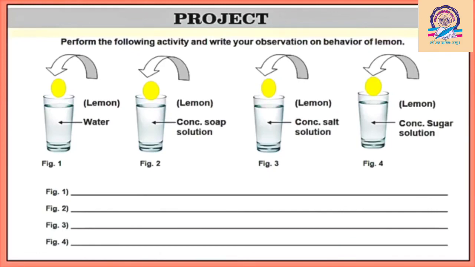Now there is a project work for you. Perform the following activity and write your observation on the behavior of lemon. For this activity you have to take 4 glasses. In the first glass take water, in the second glass take concentrated soap solution, in the third glass take concentrated salt solution, and in the fourth glass take concentrated sugar solution. Drop a lemon in each of the glasses, observe the behavior of the lemon and write your observation.